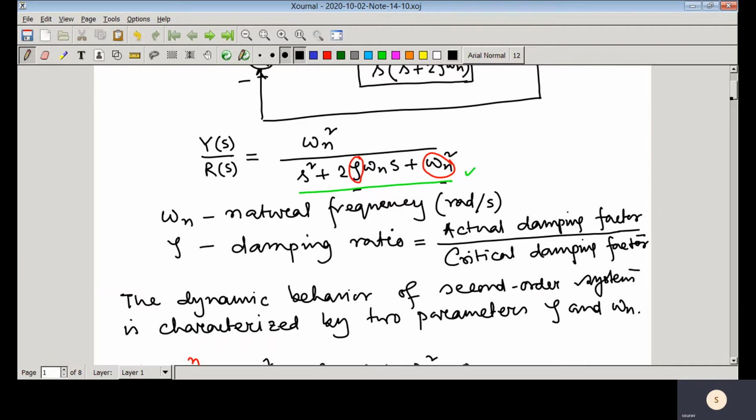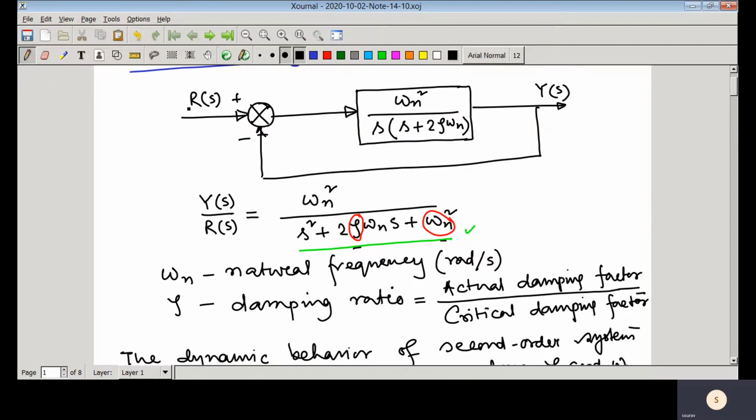And here you can notice, that means if we apply a step input to this system, that means if this Rs is a unit step command, then if we apply final value theorem here, because final value theorem, it is limit s tends to 0 sYs, as Rs equal to 1 by s. So then basically the steady state value would be equal to 1.